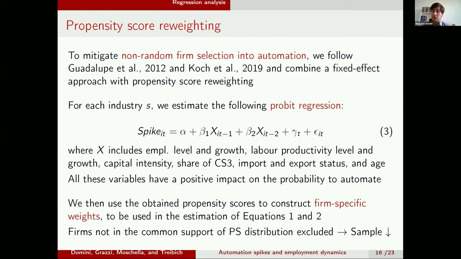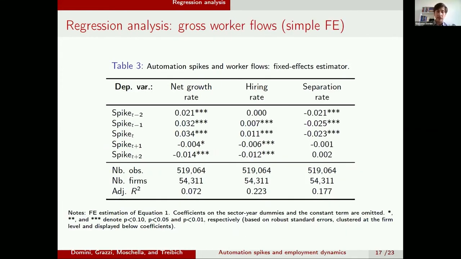We basically estimate a probit regression with the spike dummy on the left-hand side, and on the right-hand side, lags of firm performance variables, including employment stock, employment growth, labor productivity, and so on. All these variables have a positive impact on the probability to automate. After estimating this model, we take the estimated probabilities and construct weights that we then use to reweigh the estimations of equations 1 and 2. Just a minor note, this slightly reduces our sample, but it's really a minor reduction.